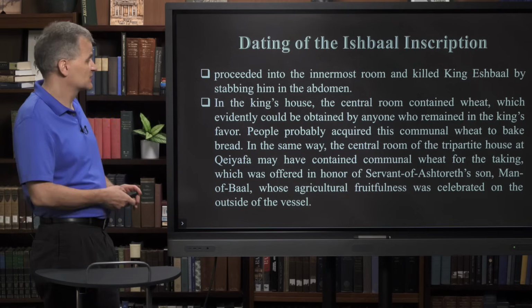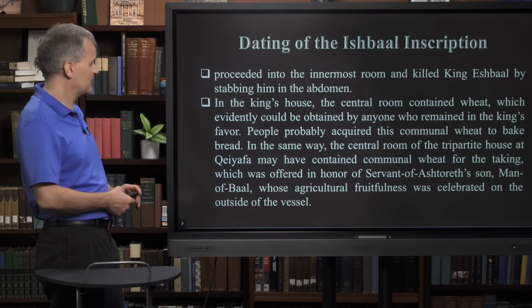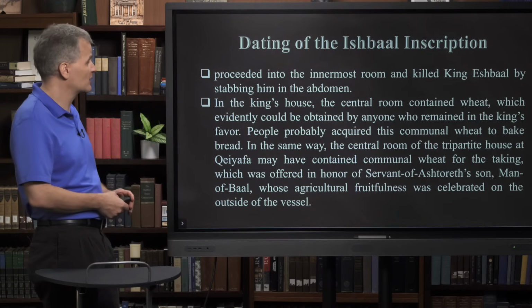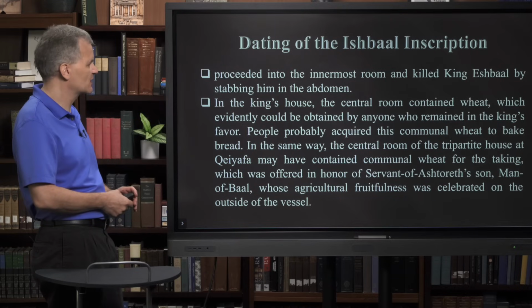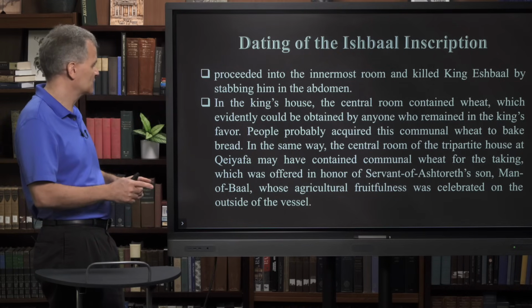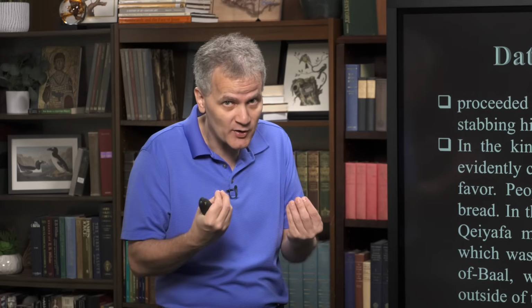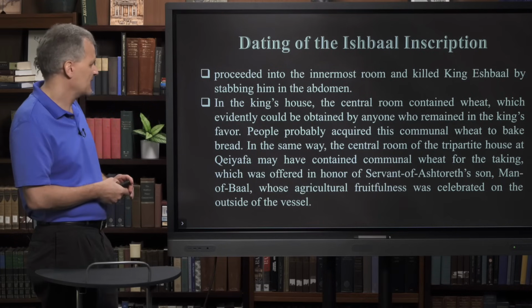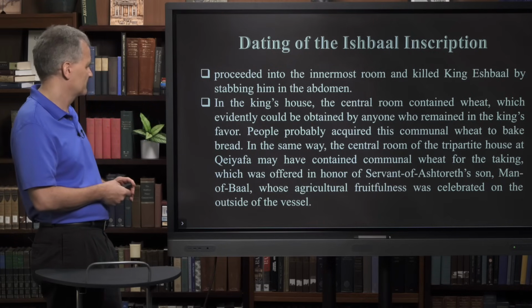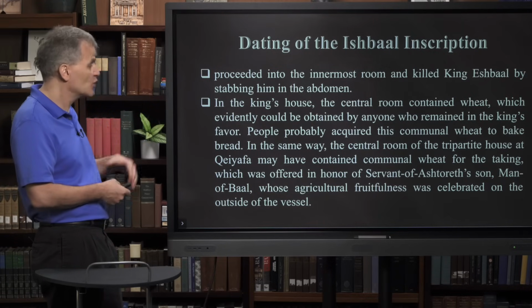In the king's house, the central room contained wheat, which evidently could be obtained by anyone who remained in the king's favor. People probably acquired this communal wheat to bake bread. In the same way, the central room of the tripartite house at Khirbet Qeiyafa, which remember, is contemporary. For sure, it's contemporary. It may have contained communal wheat for the taking, which was offered in honor of whom?